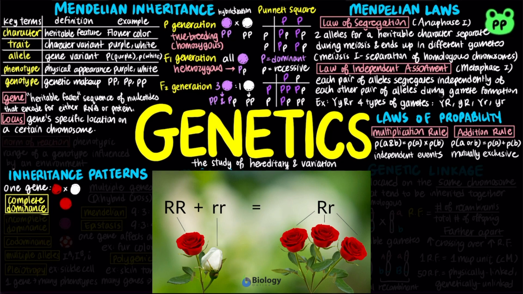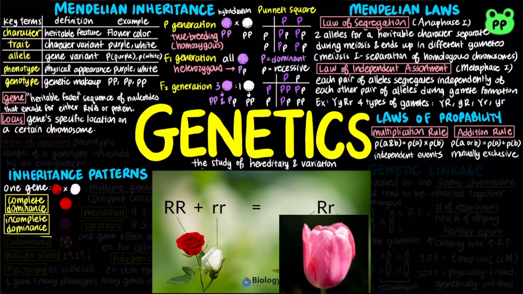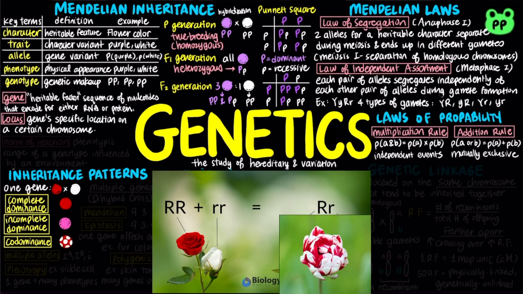In incomplete dominance, the phenotype of F1 hybrids is somewhere between the phenotypes of the 2 parental varieties. For example, red flower and white flower produce pink flowers. In codominance, the 2 dominant alleles affect the phenotype in separate, distinguishable ways. For example, red flower and white flower produce flowers that are both white and red.